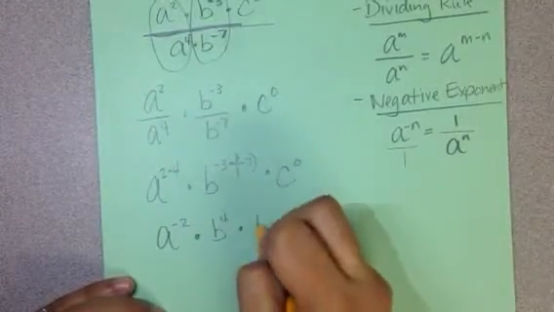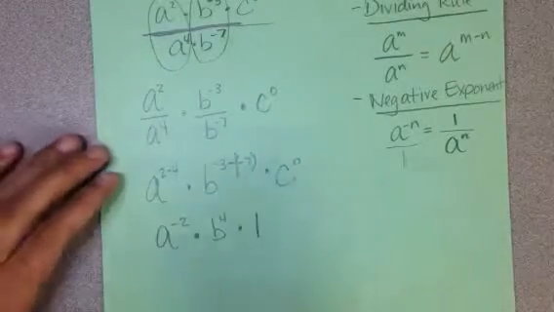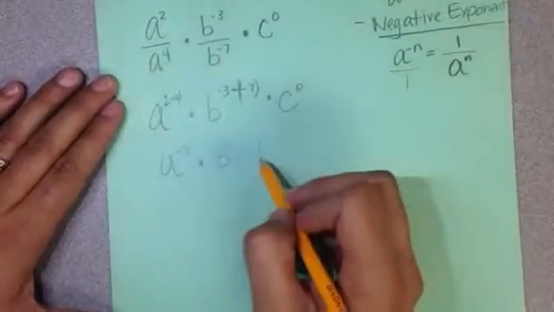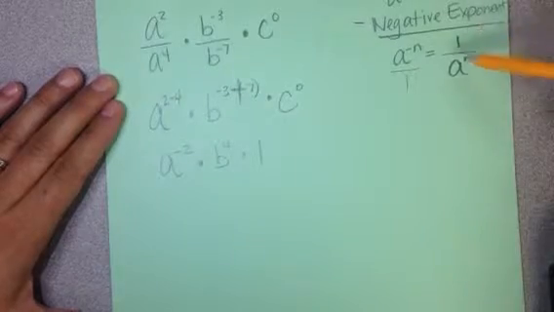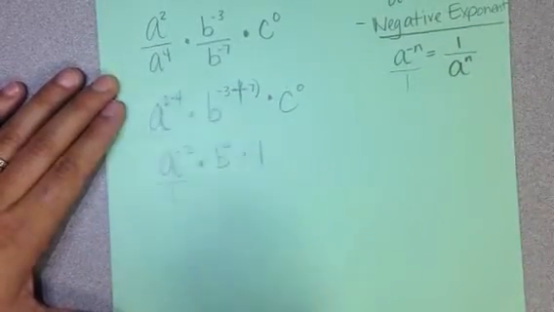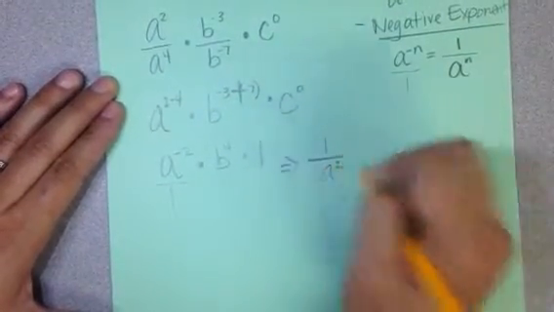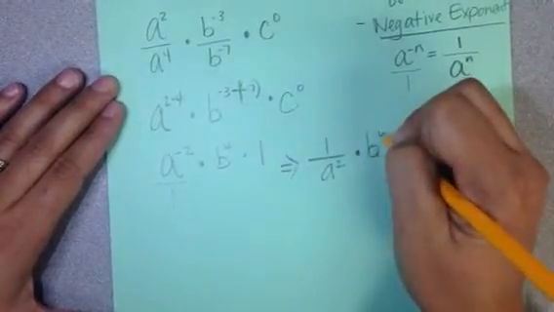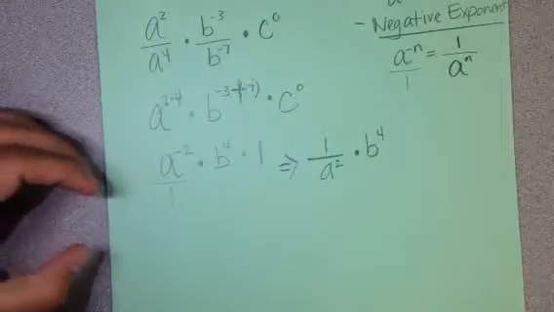Anything to the 0 power is just 1. So we have a to the negative 2 times b to the 4th times 1. Well, the 1's not going to do much. Remember, when you have a negative exponent, you're going to flip it over 1. So we're going to flip that, so it's going to become 1 over a squared. Your exponent becomes positive, times b to the 4th power, times 1 won't do much. So we just leave it like that.